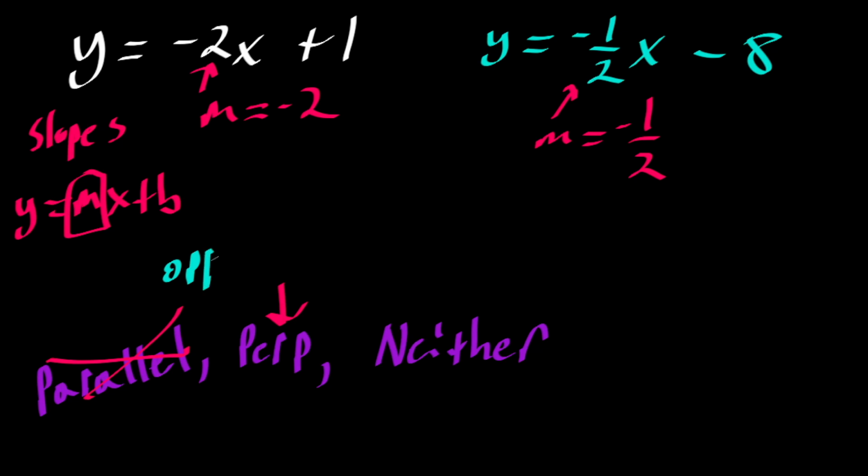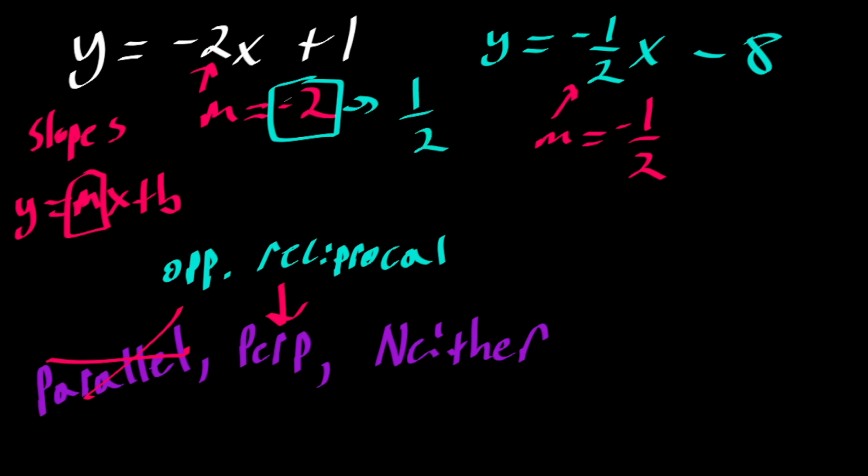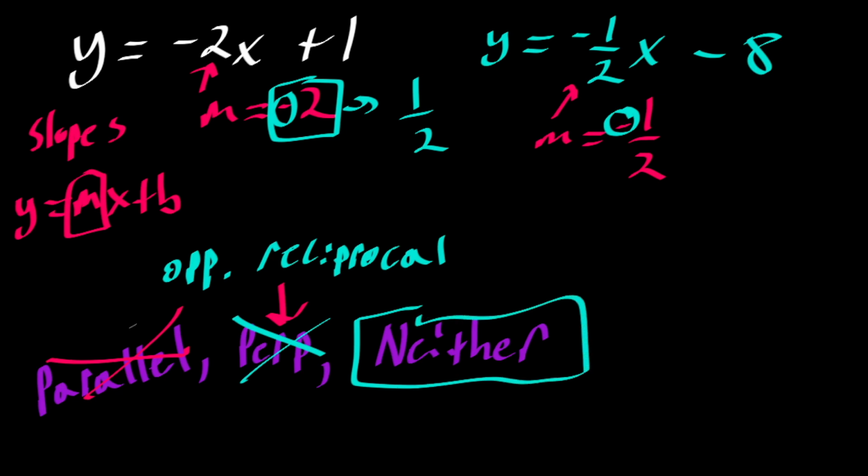Opposite reciprocal just means that to go from one, let's start with negative 2, the opposite reciprocal of negative 2 would be flipping this fraction. So 2 over 1 would flip to 1 over 2, but then we change the negative to a positive. So the opposite reciprocal of negative 2 would be 1 half. My second slope is 1 half, but it's still negative, which means this is not perpendicular or parallel, so these would be neither.